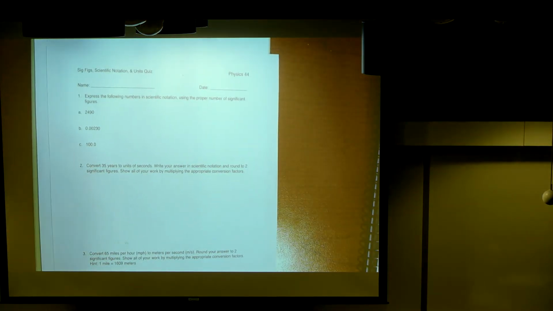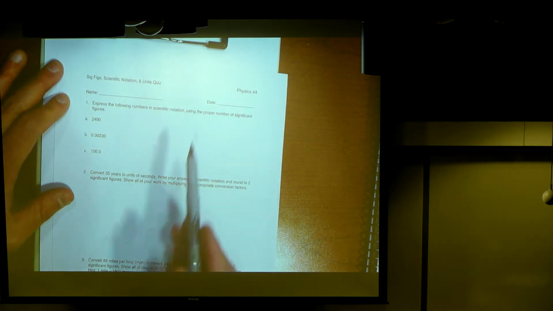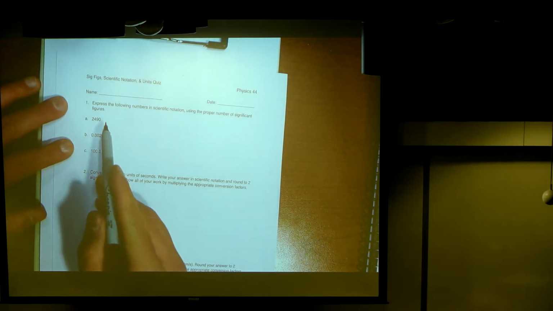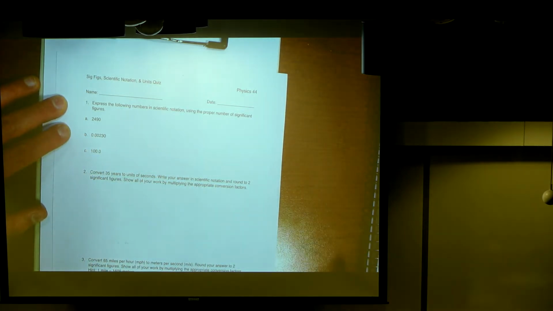And we'll start with this question, which asks about putting numbers in scientific notation, okay? But there's a little additional phrase here which says we want to use the proper number of significant figures. So that means whatever the number of sig figs we start with, we better end up with that number. We don't want to change the number of sig figs just because we're converting to scientific notation, okay?